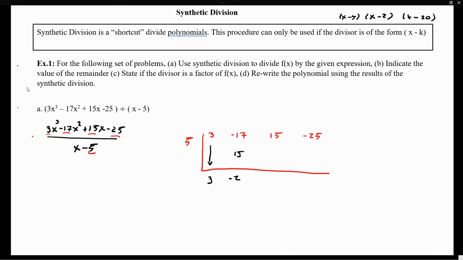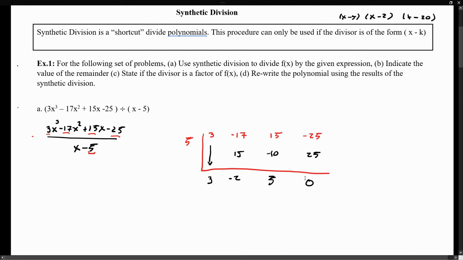We're going to repeat that procedure one more time. So now we take negative 2 times 5. That's negative 10. Let's write down negative 10 under our next value. After you multiply, you just combine. You don't have to switch the sign, just like we did in long division. So now we combine. That's 5. And we're going to do it one more time. 5 times 5, that's 25. So that's going to give us 25 here. We combine, and that's 0.